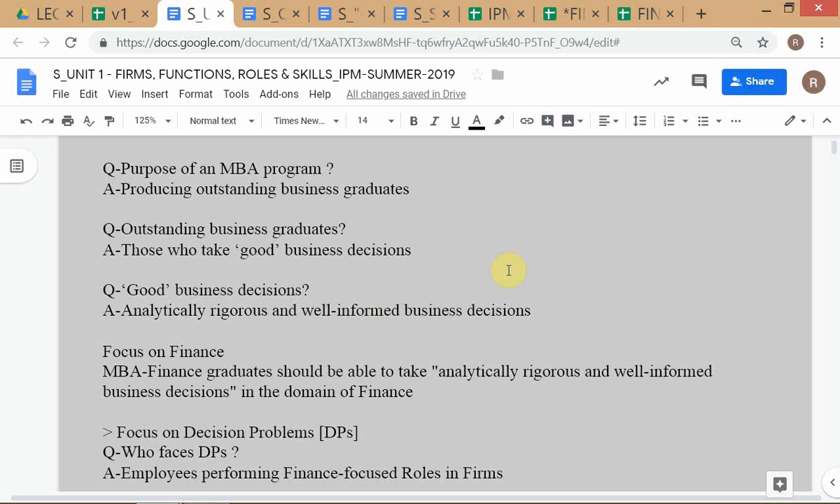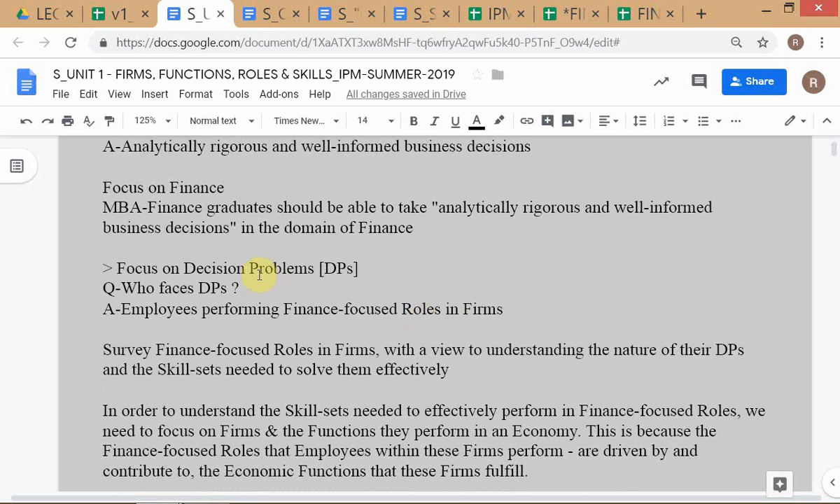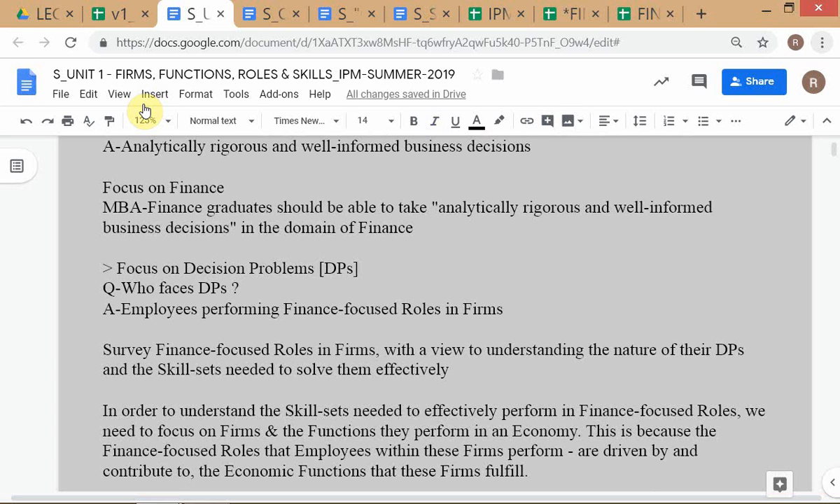So the idea is basically the purpose of an MBA program: produce outstanding business graduates. Who are those? Those who take good business decisions. What is a good business decision? The objective is to create finance students who take analytically rigorous business decisions in finance. And who faces business decisions? So when you start looking at, am I going too fast on this? No, sir. Are you following?